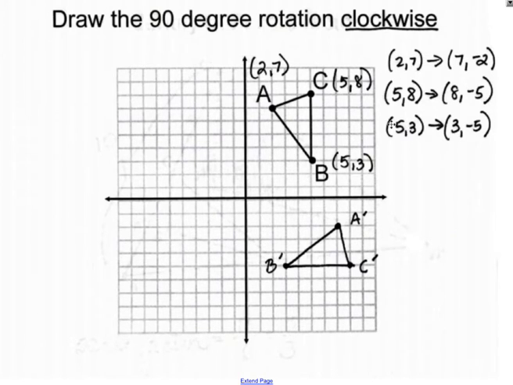So I figured out where each of those points went, and then I drew my new figure, and it is now rotated. And I should have said that it is a 90-degree rotation with the center being the origin. That's the only way this kind of transformation works with these rules for coordinates. All rotations are rotations around the origin.